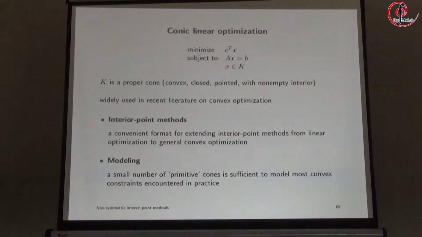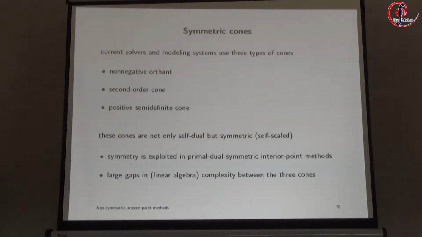And it's also useful for modeling, for packages like CVX or CVXPY, because it turns out that a small number of cones, actually only three cones, are sufficient to model most convex optimization problems you encounter in practice, which is surprising. And they are the non-negative orthant, so that covers linear inequalities and linear programming, the second order cone, and the positive semidefinite cone.